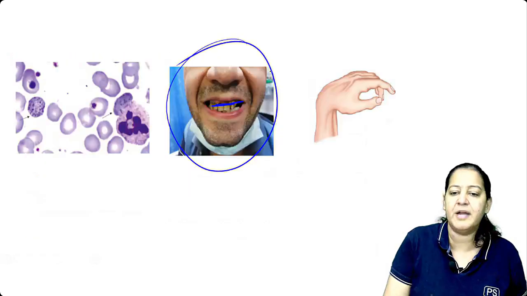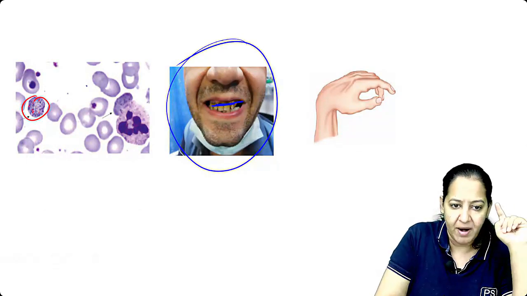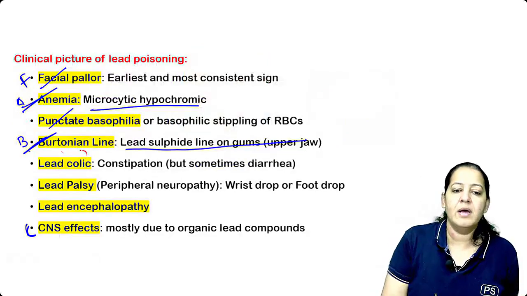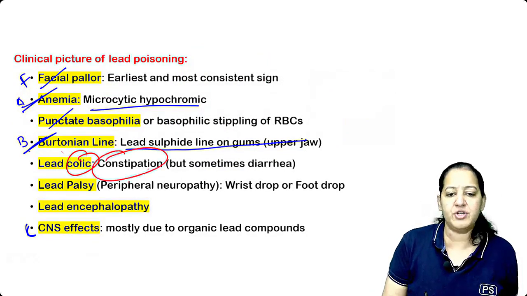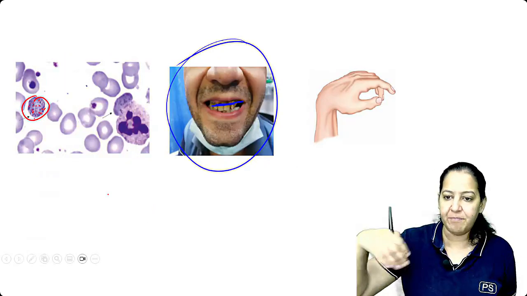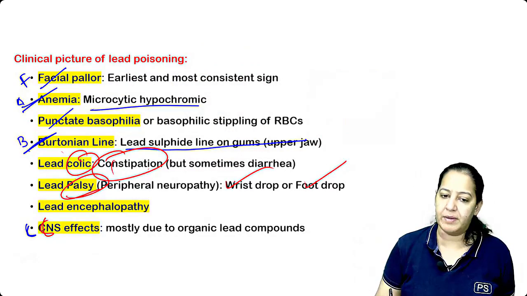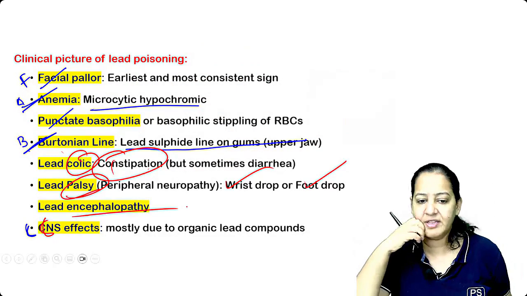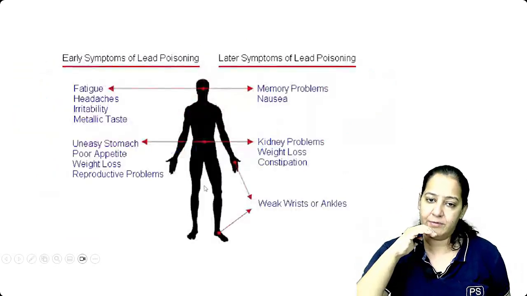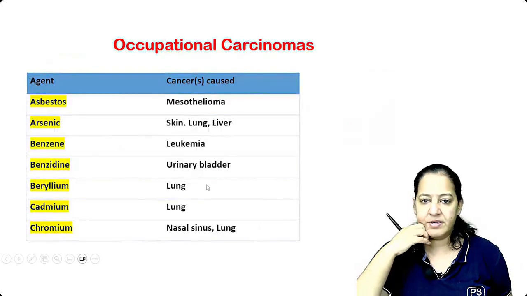Apart from that, punctate basophilia is there. Can you see inside the RBC? The punctate basophilia, the dot-like structure, is common. Lead colic: C for constipation also we can learn. C for CNS effect, C for constipation. P for palsy. The patient has palsy. You can see the wrist drop. The wrist drop and foot drop are common. And lead encephalopathy, in the brain. So you can learn these are the features of lead poisoning. The same is shown to you. Treatment is EDTA.